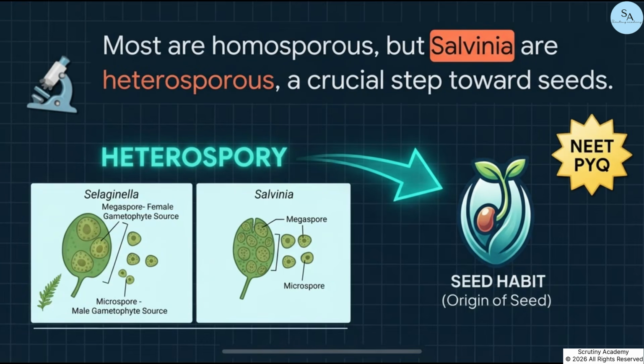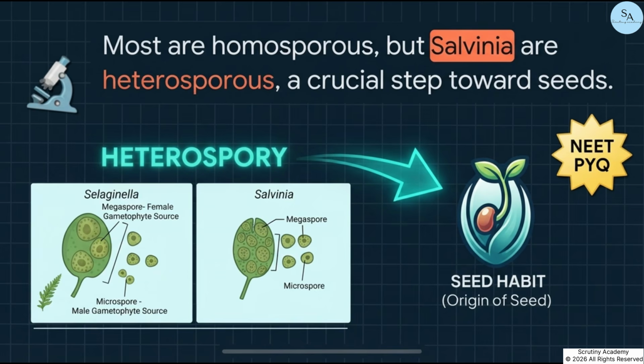Now let's talk about their spores. While the vast majority of pteridophytes are homosporous, meaning they just make one uniform type of spore, there are some incredibly important exceptions. Genera like Selaginella and Salvinia are heterosporous. They produce two distinct kinds of spores, large macrospores and small microspores.